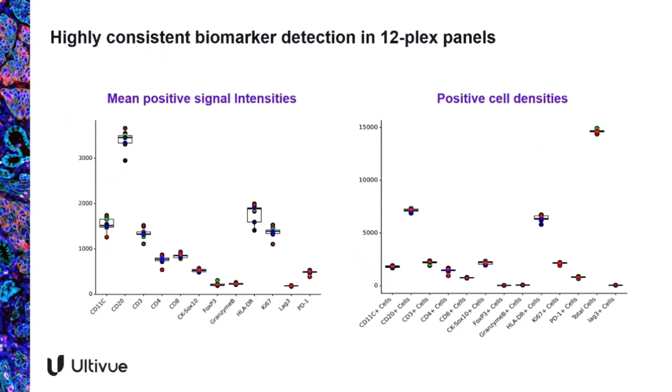First, let's look at the raw data across all samples. On the left, we show the mean positive signal intensity. Again, every dot is one of the sections, and we have all the markers, and we can already appreciate that the dots are rather clustered. On the right, even more clustered, we have the positive cell density, which is the actual readout you would use in your spatial analysis downstream.